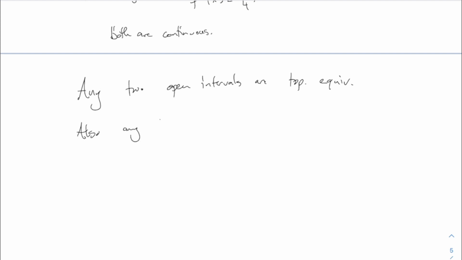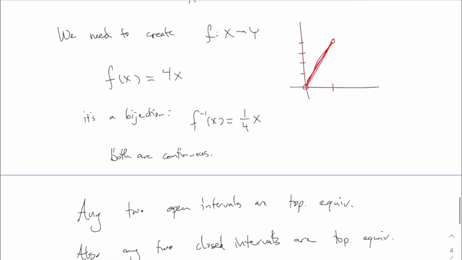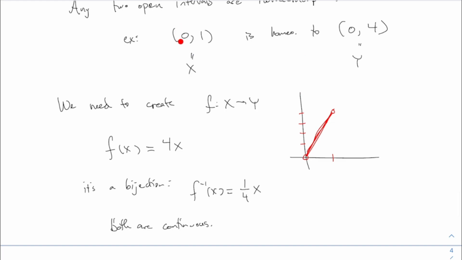Also, any two closed intervals are topologically equivalent. All right. What about half open intervals, one with one endpoint versus the other? I think, again, the same thing will be true. If I take one of these intervals, which includes, say, the 0, and the other one includes the 0, then still the same function will suffice.